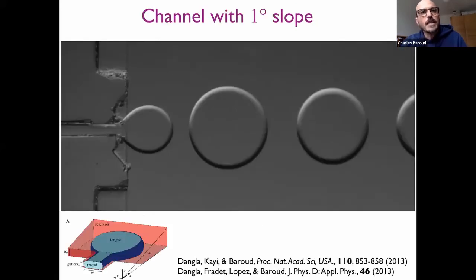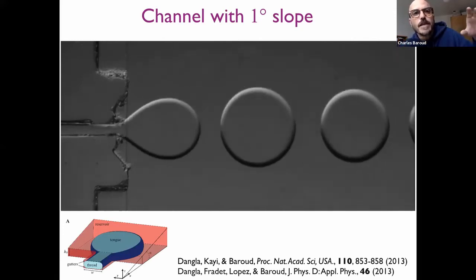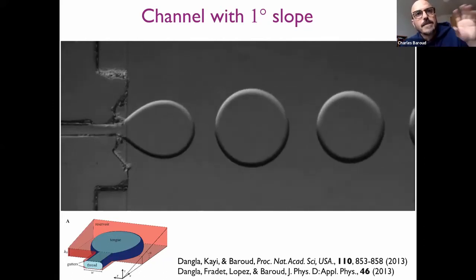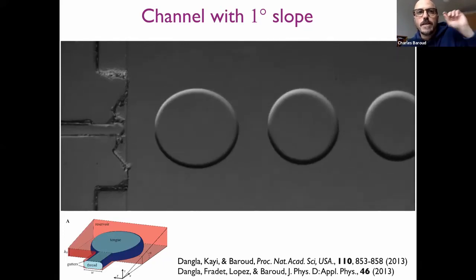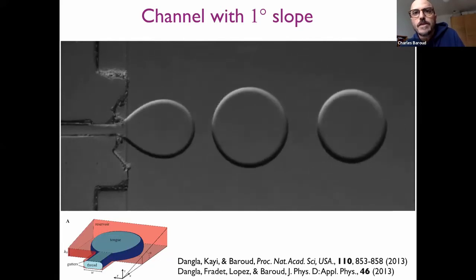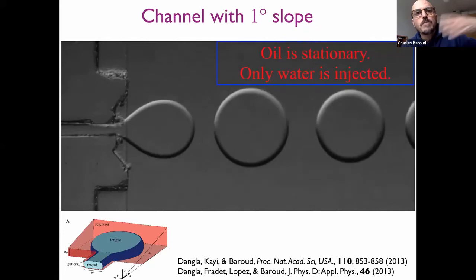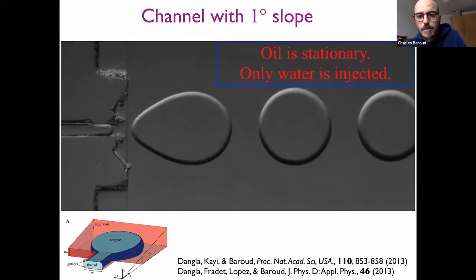But the bottom line is that if you make a channel that has even a 1 degree slope downstream of the microchannel, then by pushing the water phase into the oil phase, you can detach droplets in a very regular manner. And their size is extremely well controlled because their size is almost exclusively controlled by the shape of the microfluidic device. It doesn't matter very much how hard you push. And so in this way, you can generate water droplets in oil without pushing the external phase, by simply pushing the internal phase, and the systems are extremely stable.